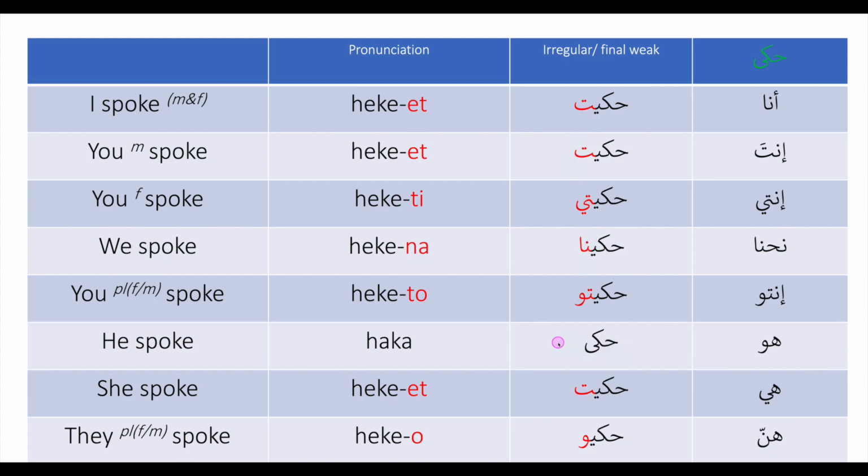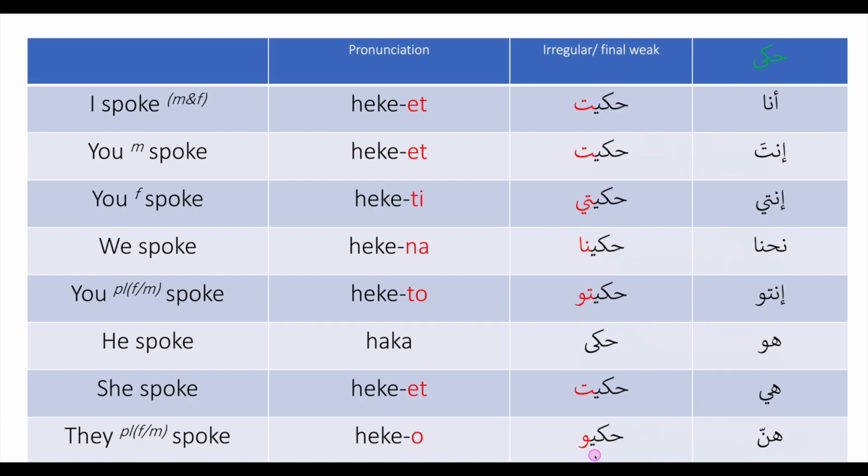With the third person he, there is no suffix, meaning we don't need to replace the a with an e, so it remains a. And we say, هو حكى, he spoke. Then with she, the third person becomes هي حكيت. And with a group of people, هن حكيوا. أنا حكيت, أنت حكيت, أنتِ حكيتي, نحن حكينا, أنتم حكيتوا, هو حكى, هي حكيت, هن حكيوا.